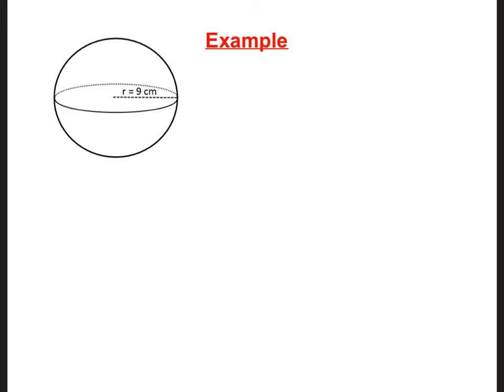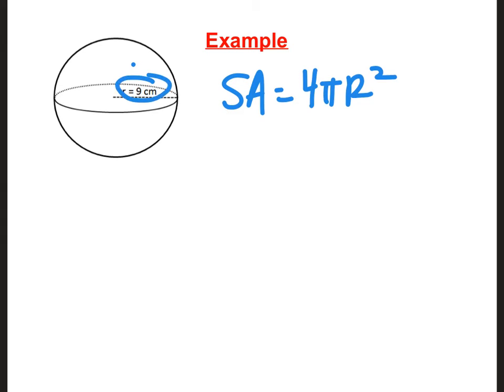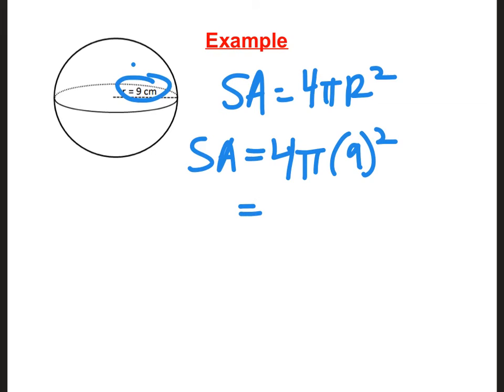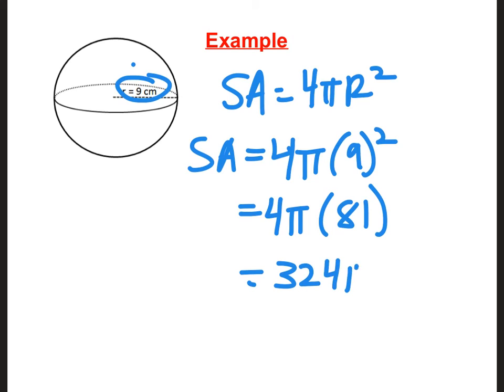All right, my second one, we're doing the same thing. Surface area equals 4 pi r squared. This time they give me my radius. They even tell me it equals 9. So we're going to do surface area equals 4 pi times 9 squared. So we have 4 pi times 81, which is what 9 squared is. We're going to do 4 times 81, and we get 324 pi.